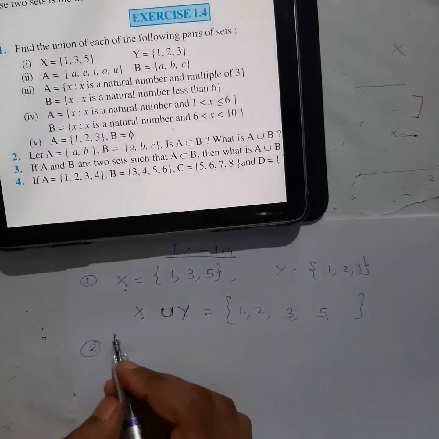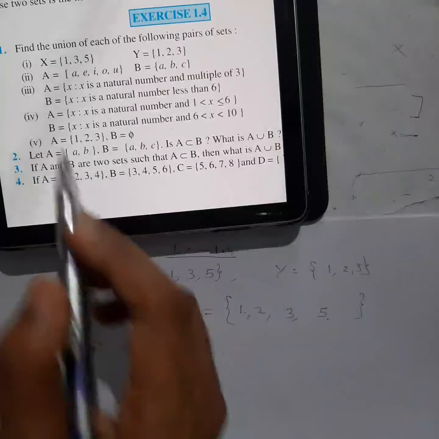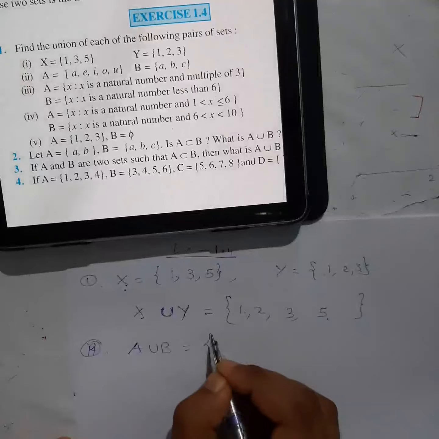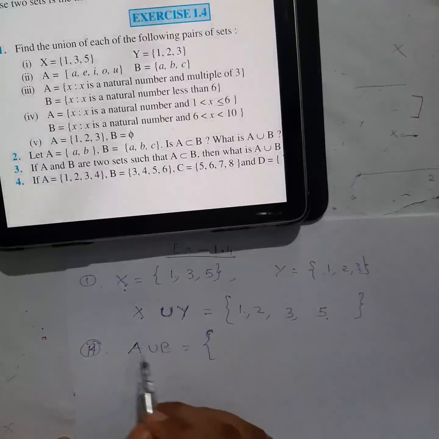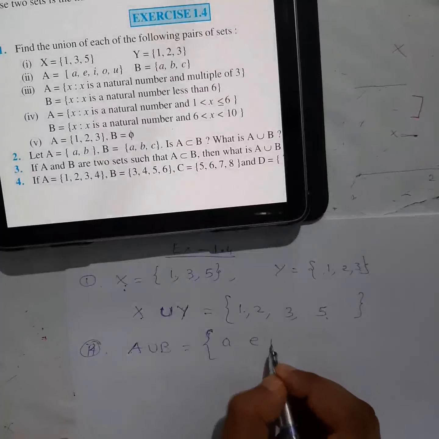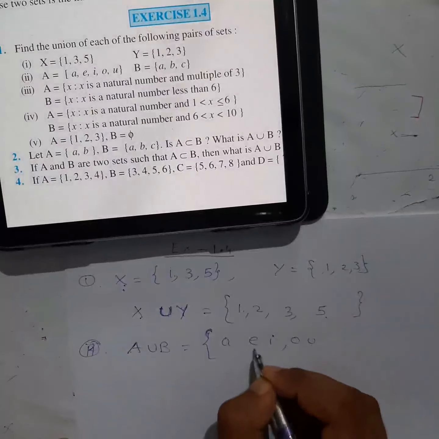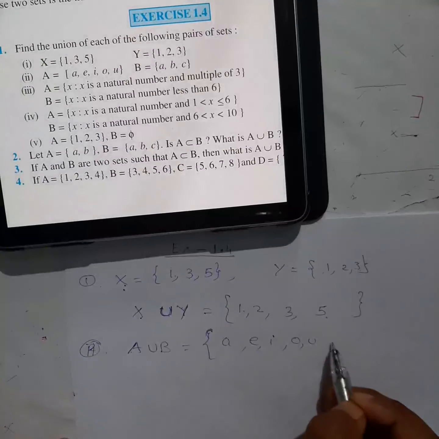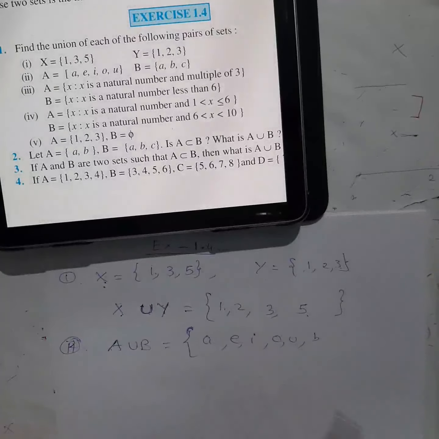So number 2, A, E, I, O, U. A union B is equal to what? It's a set in which the elements will be all elements of A and B. So elements of A are A, E, I, O, U. Right? Elements of B are A, B. So B I have not written, so I can write it here. Here order does not matter. Which position you are writing does not matter.